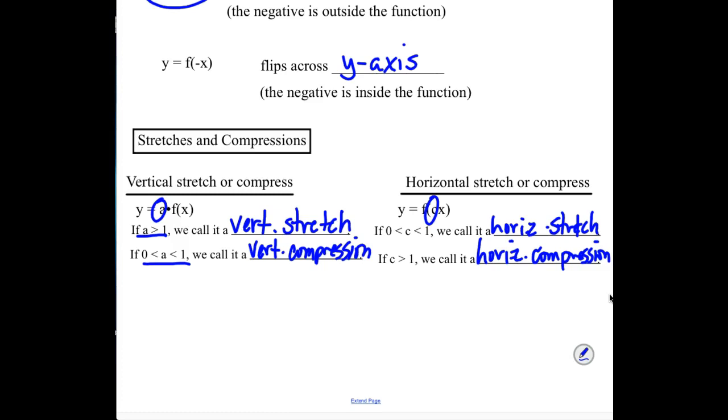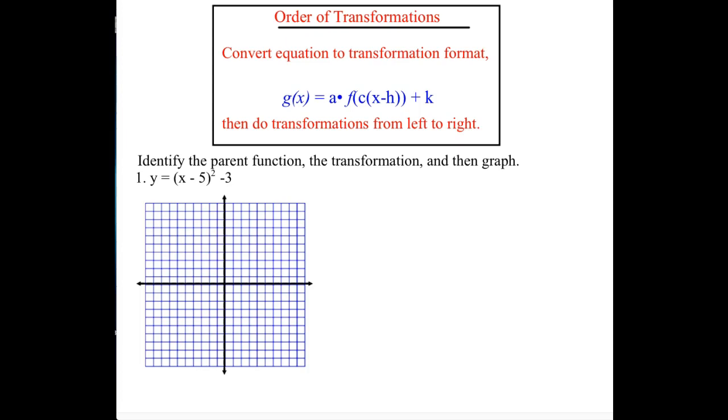All right, so we are going to take all of these transformations and put them together. The first thing you always want to do is make sure that the equation is in this basic transformation format. Okay? So take a minute and write this down. If you have it in that form, you can always just move left to right. Identify all the transformations just as you read across it.